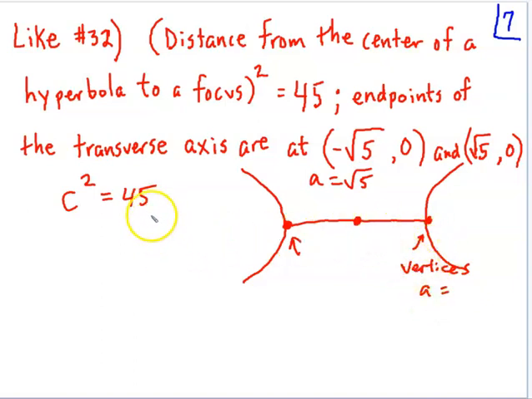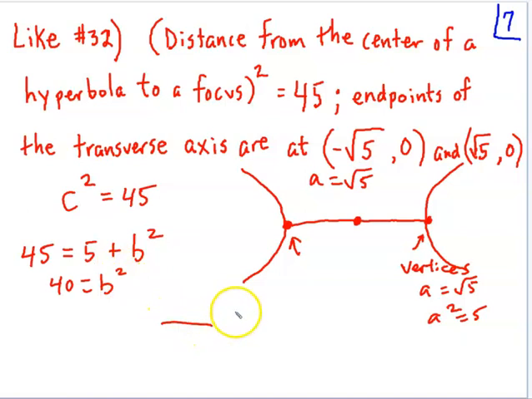So we have c squared is 45. If a is the square root of 5, then a squared is 5. Now all we need is b squared to finalize the equation. c squared is a squared plus b squared, so b squared is going to be 40.